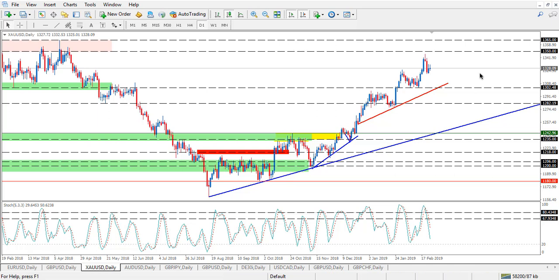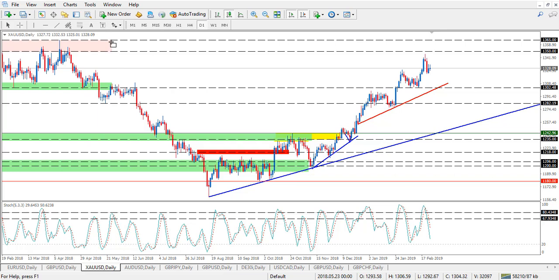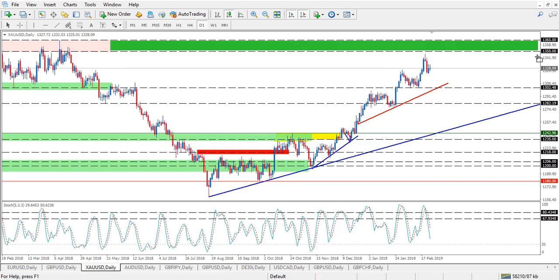Actually, we have an area between 1350 to 1360. This is where we can look for some bearish evidence, so we can go short. So this area, the highlighted one, this one. We can wait for the gold to reach this area, and if it shows up some bearish evidence, we can go short, targeting the level of 1300 during this week.